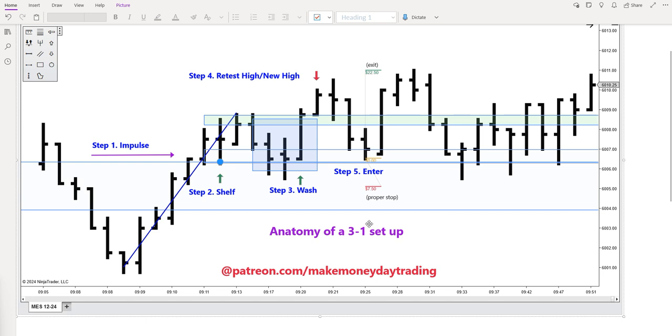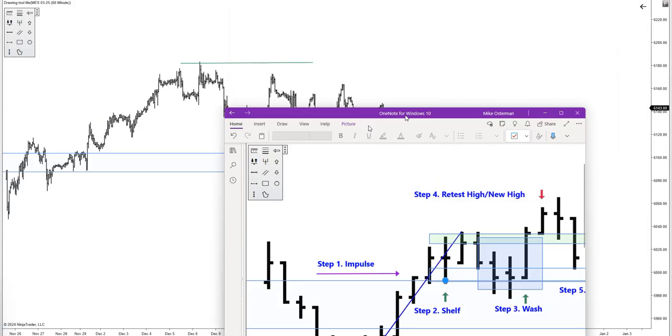But this is it, 5 steps, right? Impulse leg, shelf, wash, retest the high, and then you can enter safely behind that. Does it always look like this? Does it always work like this? No, no, no. But the more times you spend on the chart, the more times you go look for these setups. They're everywhere. I see them all the time.